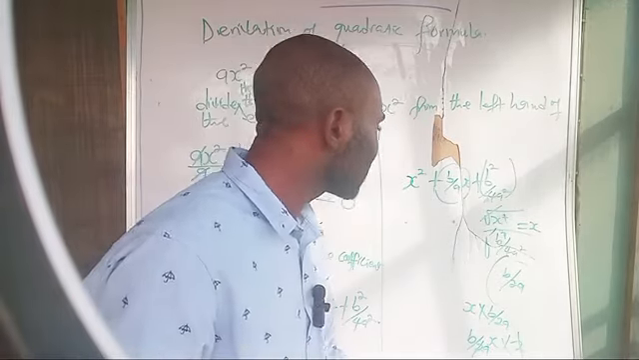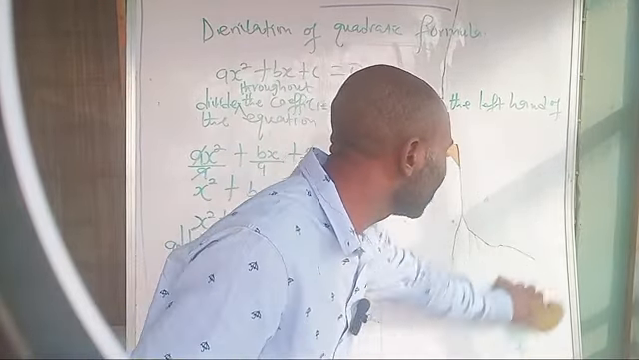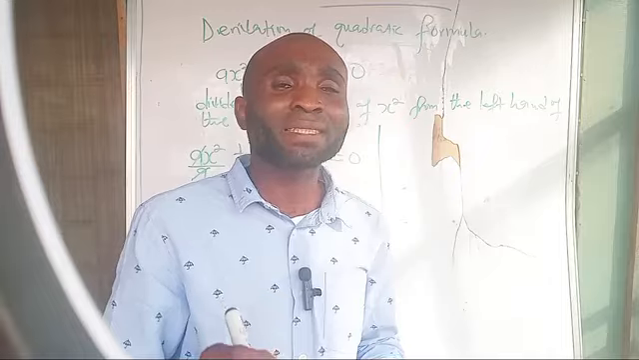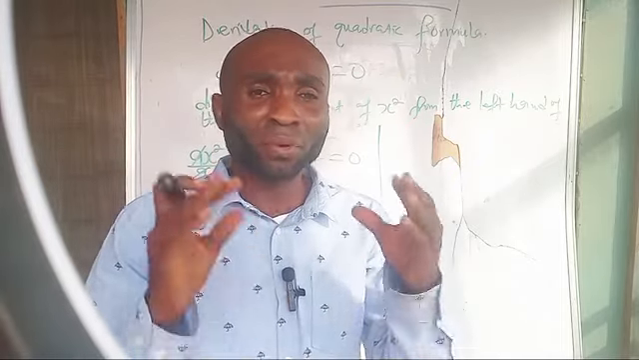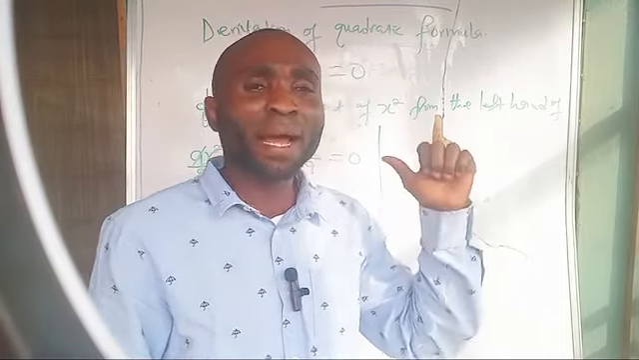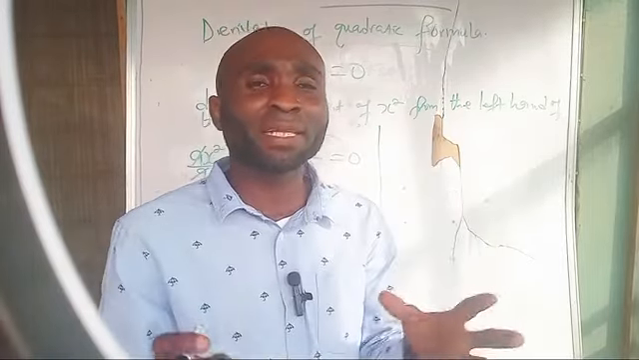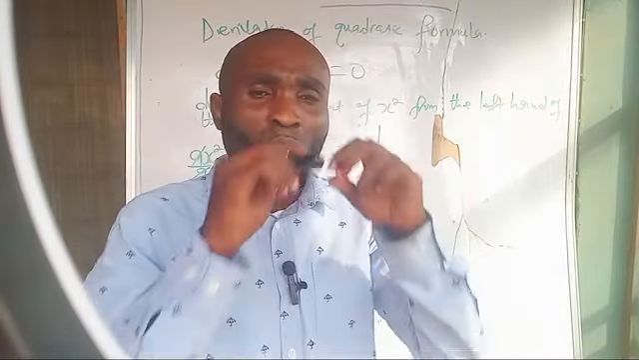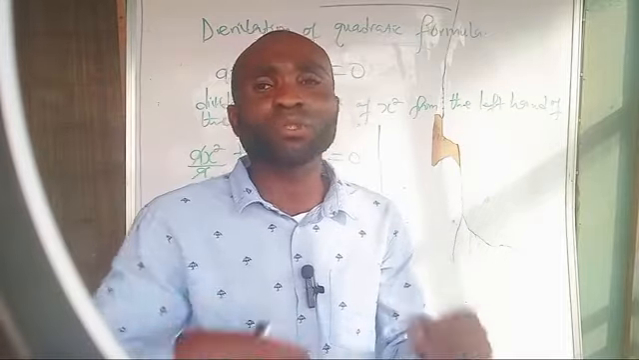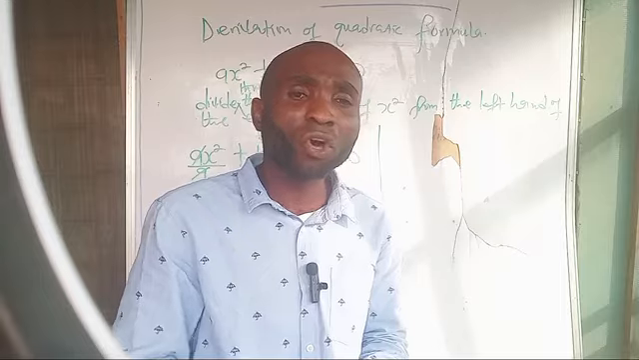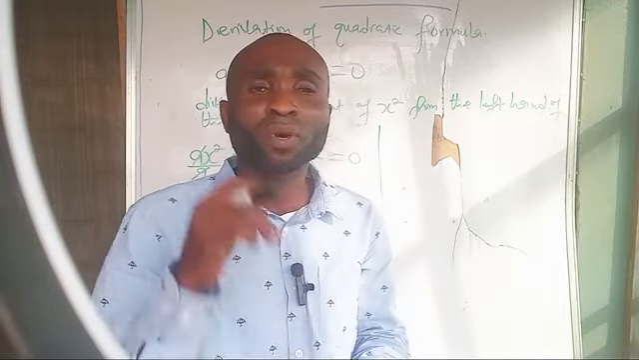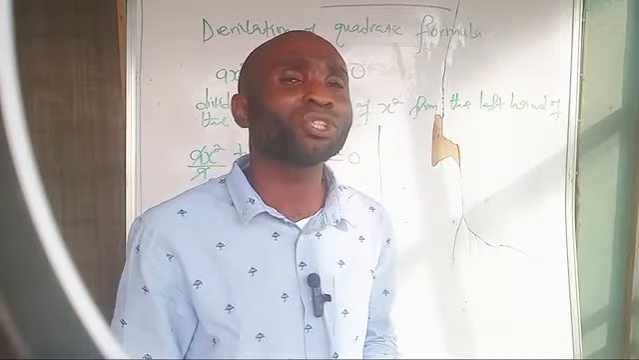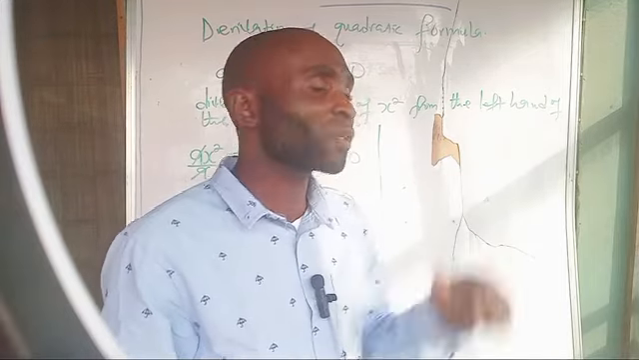Since we know that the left hand side is an example of a perfect square equation, if you don't understand perfect square equation, go back to my lesson where I explained it. You'll be able to follow up. That is why I say before you learn this derivation of the quadratic equation, you should understand perfect square equations. So if you don't understand, go back to my former lesson.